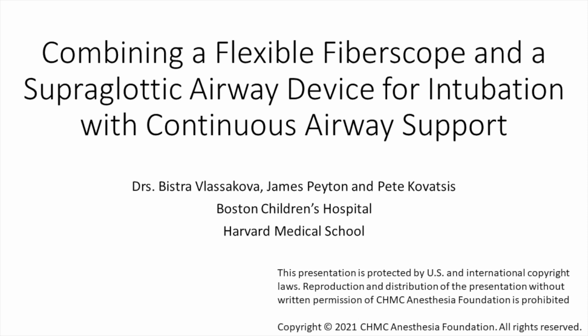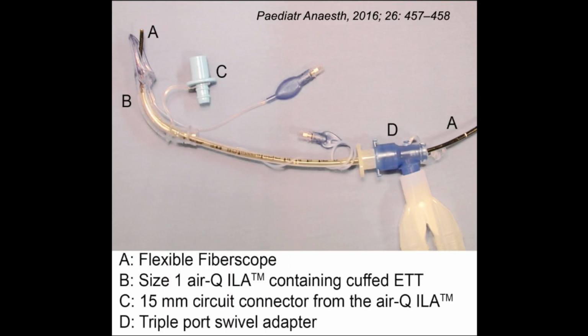Welcome. This video demonstrates the equipment and steps required to successfully intubate through a supraglottic airway device, while also providing continuous airway support. Airway support refers to the ability to connect to an anesthesia circuit and provide respiratory support using either CPAP, pressure support, or controlled ventilation, while also allowing the provider to administer inhalation agents. This method allows the provider ample time to successfully intubate even if adjustments are required during the process.